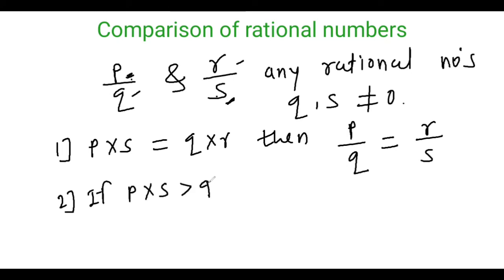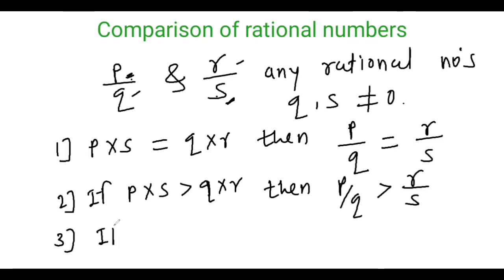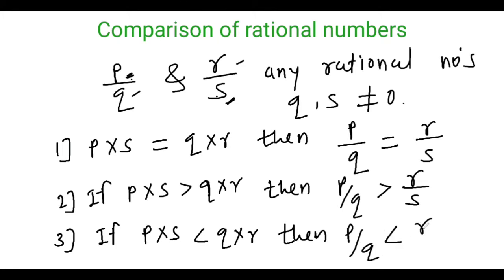Dear students, what is the second rule? If P into S is greater than Q into R, then automatically the second rational number is smaller than the first rational number. And what is the third rule? Suppose P into S is smaller than Q into R. Then the second rational number is larger than the first rational number.